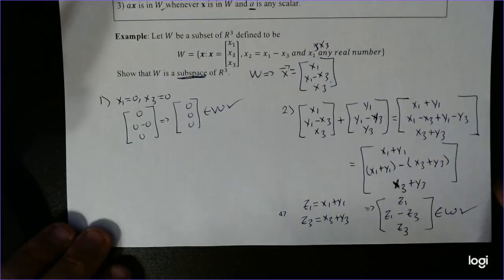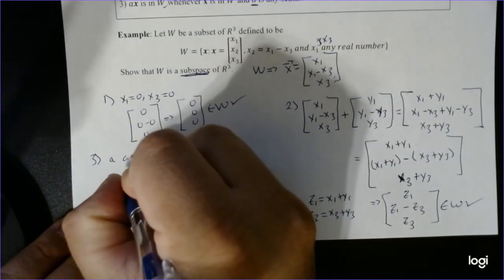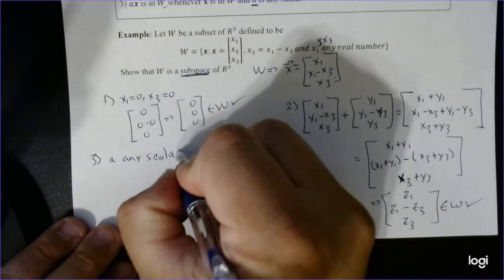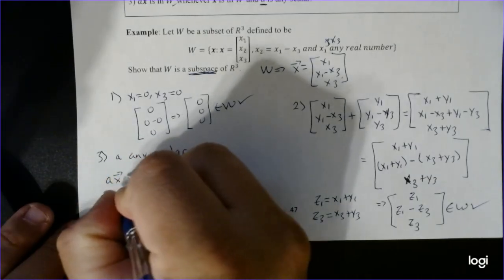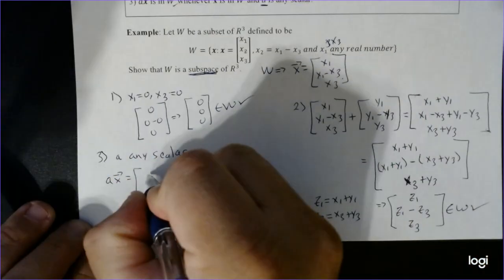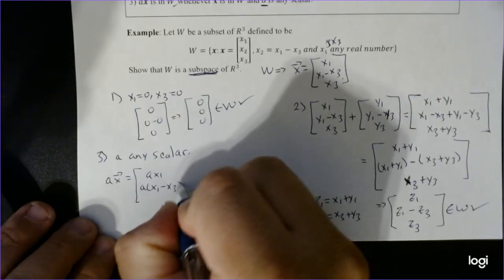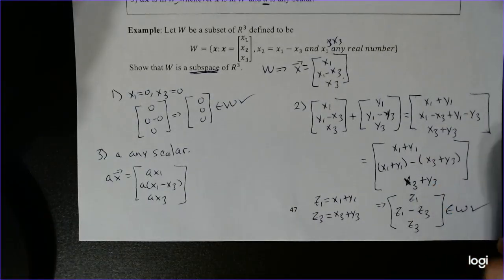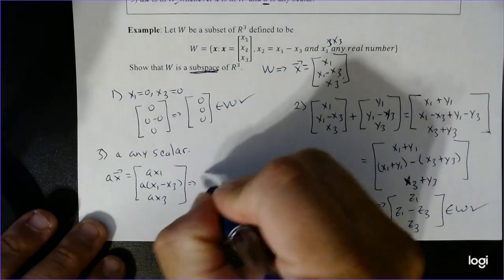Okay? And now the third condition is multiplication. So let A be any scalar. Okay. So now I'm just going to multiply A by x. So that gives me Ax1, and in parentheses I'll put this here, and Ax3. Okay, so now I'm just going to distribute this.